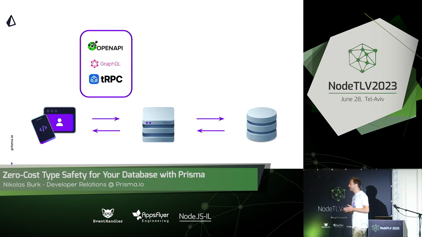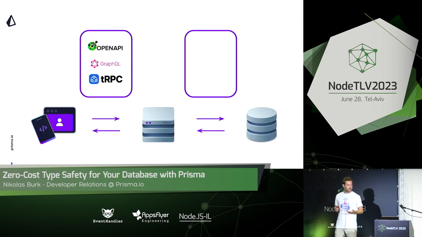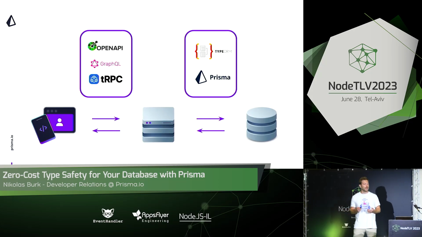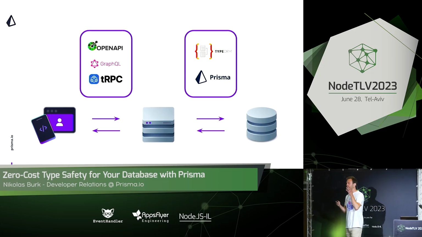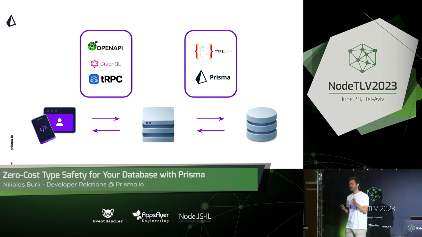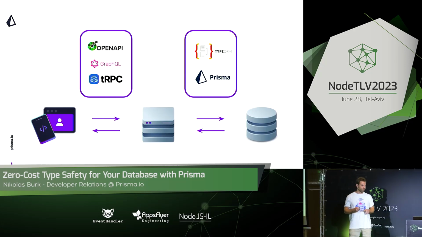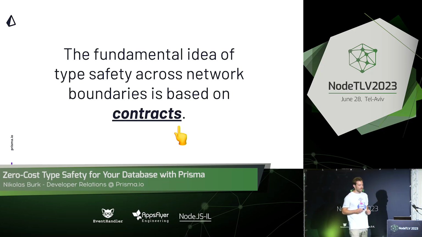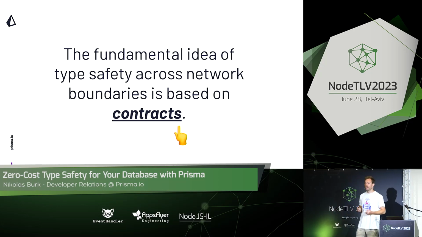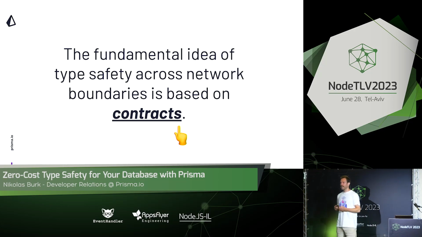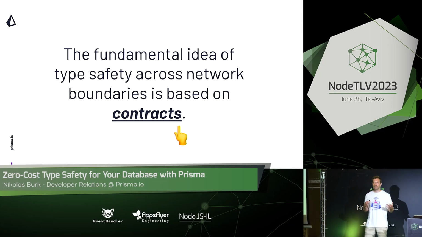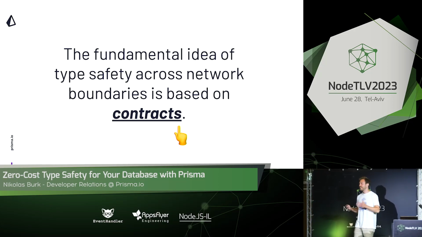On the database side, you can use tools like TypeORM, for example, or Prisma, and these also help you to make the application boundary from your API server to your database type safe. And the fundamental idea of type safety across network boundaries really is based on this idea of a contract. And a contract, in development terms, you can also think of as a schema.